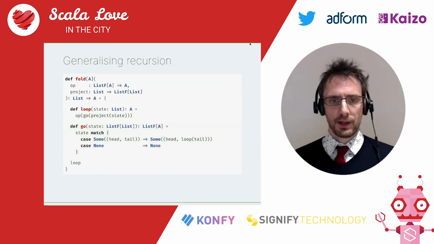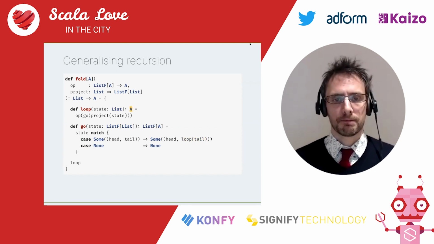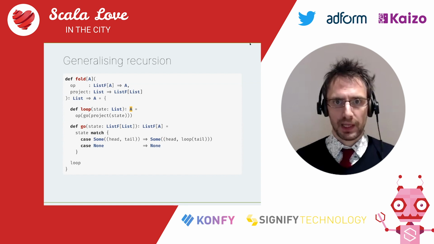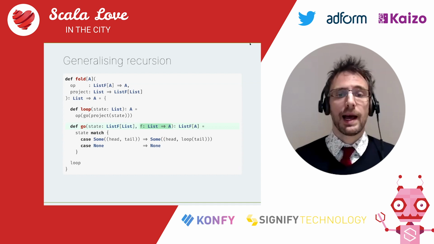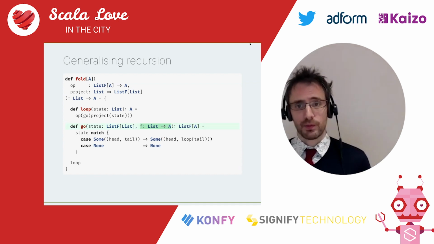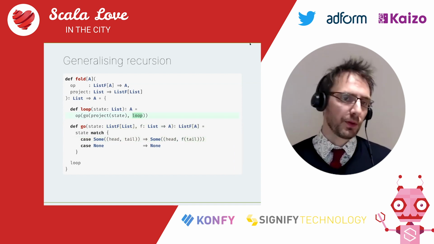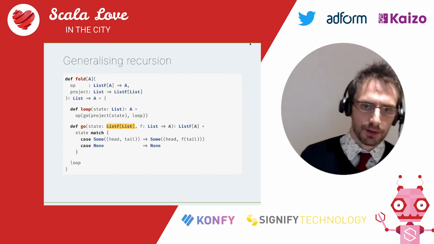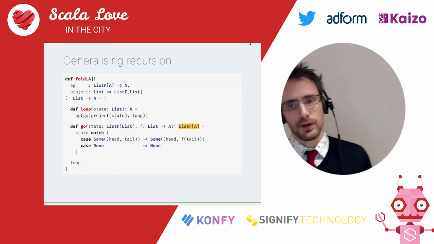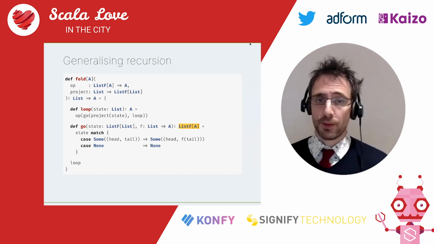Look at the pattern match. We go from listf of list to listf of A by applying loop, which is basically a list to A. Even more obvious, let's take loop out of the equation. Let's add a new parameter to go, a function from list to A. So we don't even need loop anymore, we just have a function from list to A. And of course, we must update the call to go. But now, go is a function that takes a listf of list and a function from list to A and returns a listf of A. And that is map.